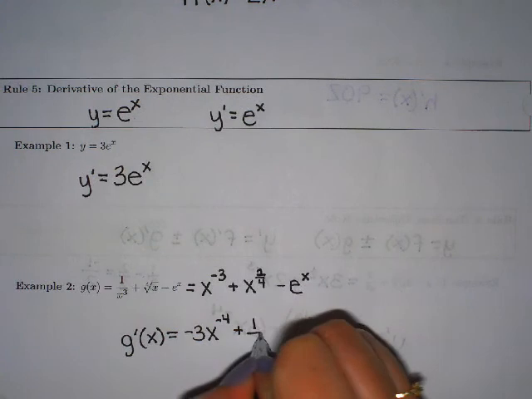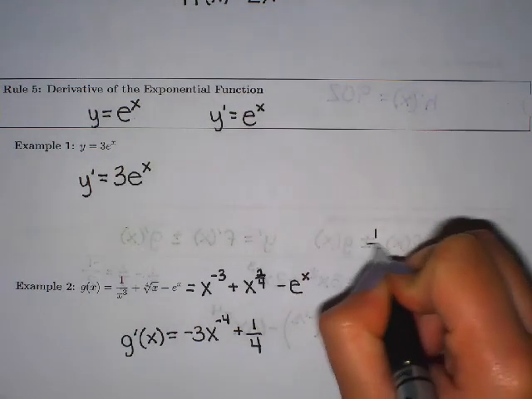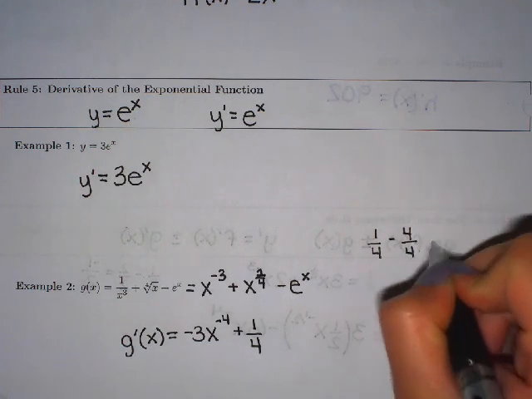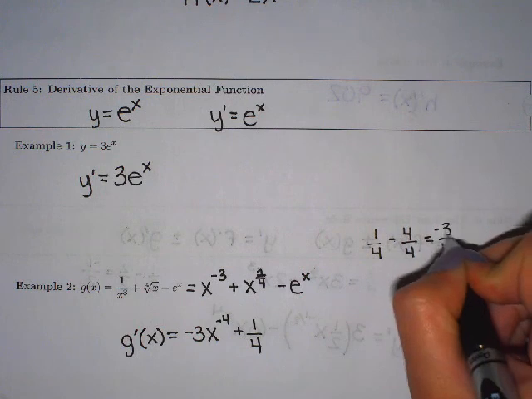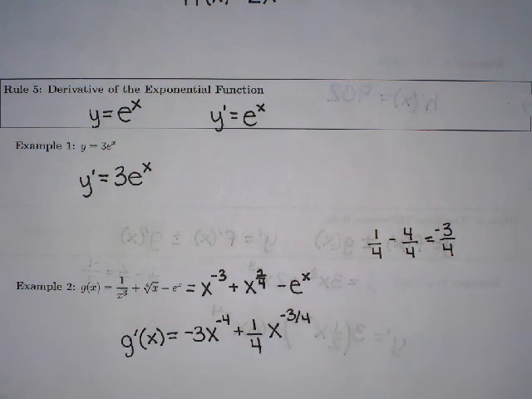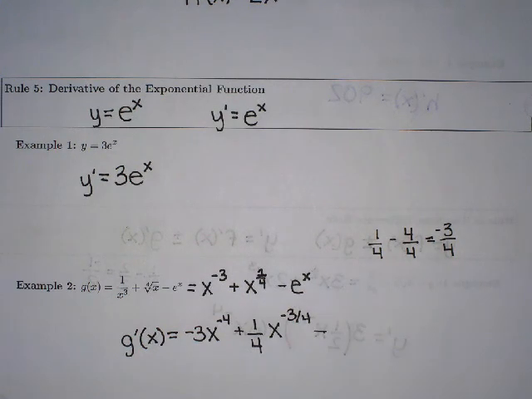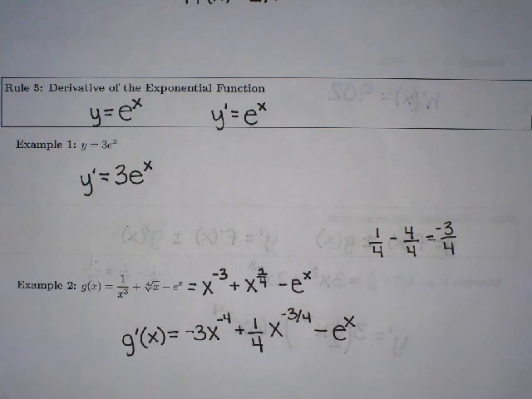I'm going to bring down the 1/4, bring down your power, and subtract 1. So I'm going to do this over here. 1/4 minus 1 is the same thing as minusing 4 over 4. So keep the same denominator. 1 minus 4 is a negative 3/4. So I have 1/4 x to the negative 3/4. And then minus, what's the derivative of e to the x? That's our new rule. The derivative of e to the x is e to the x.